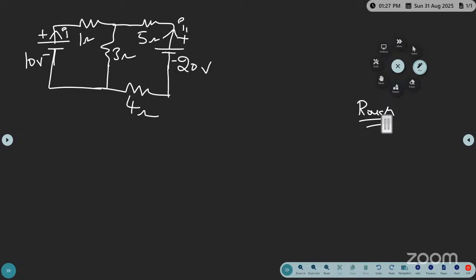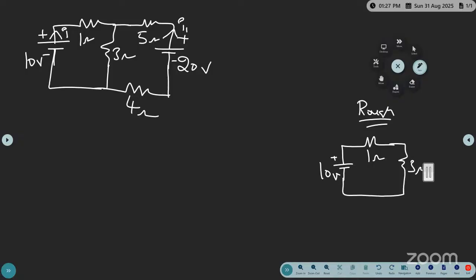The first loop has the 10 volt source, the 1 ohm resistor, and then the 3 ohm. This is the first loop, you can call it loop 1. Name it like this. It is rough, not the answer; it is for your understanding purpose. How does loop 2 look in the above diagram?